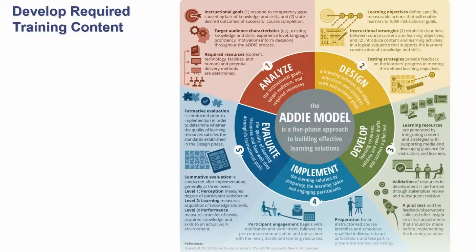So in this ADDIE method, excuse me, that's really the first piece, analyze. That's that who, what, when, where, why, and how. What are your goals? Who's your target audience? And what are your required resources that you need? The next step is design.